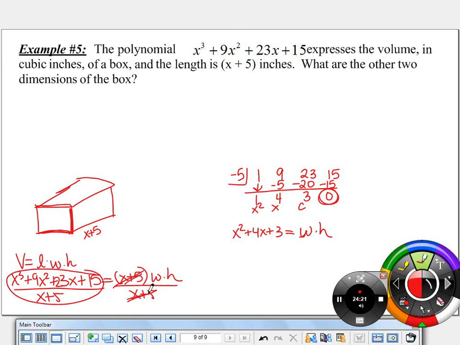So then the question would be, could I factor this? Because this would be great. And it does factor, x plus 3 times x plus 1. And that's our width times our height. I don't know which one is technically which, but I do know the other 2 dimensions of the box are these 2 things. Okay? All right, so make sure you answer those previous questions and bring them with you to class so that we can discuss this and then work on the homework that goes with it.